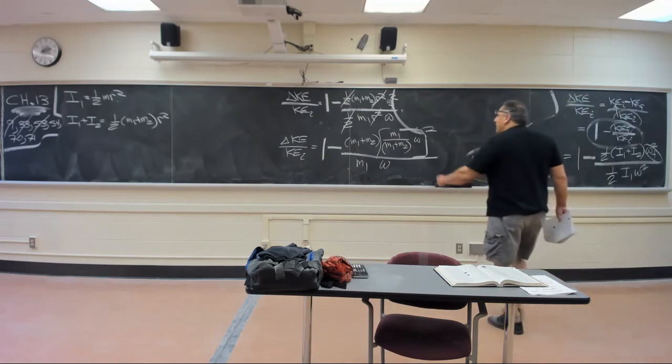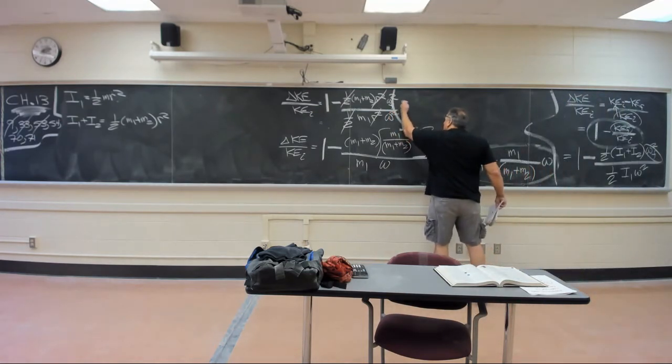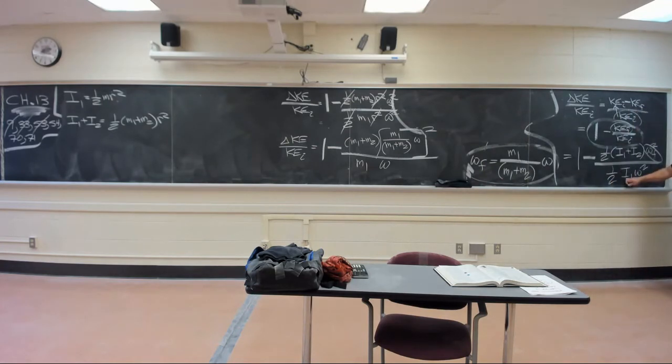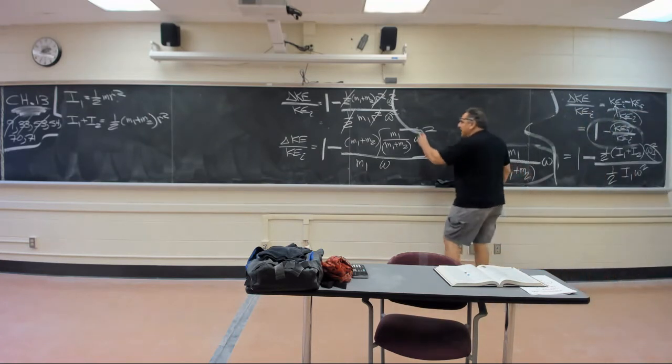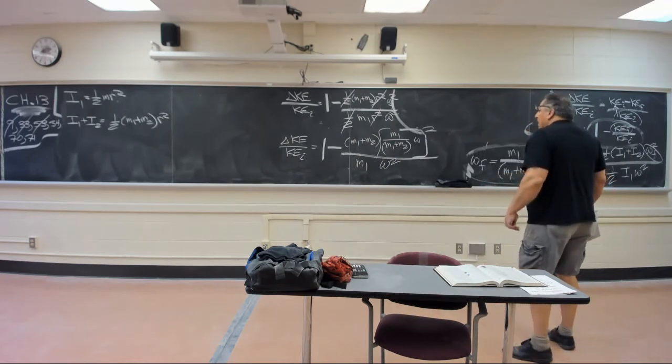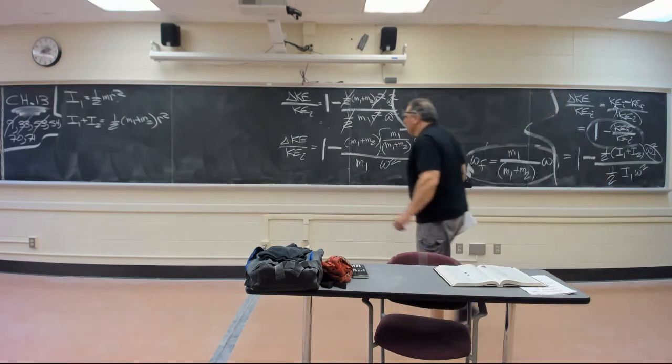Time out. That should have been squared right here, right? Right, it was squared over here. We got 1/2 M1 r squared omega squared. So this has got it. That's squared, and that's got to be squared. Okay, it's still a mess.